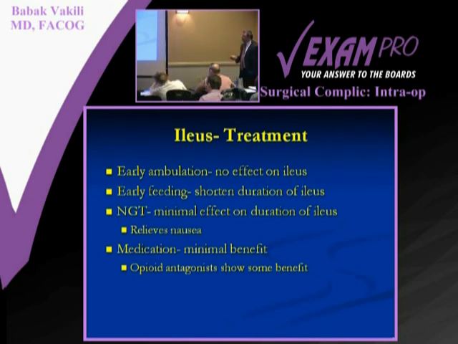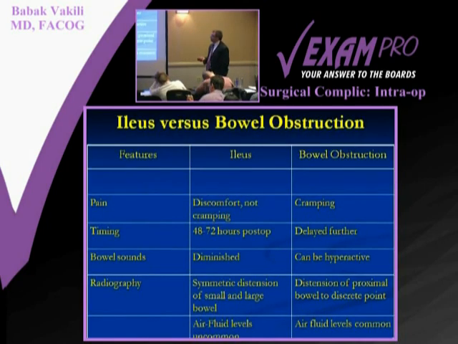You can use an NG tube, but that's not necessary. There was a nice Cochrane review looking at NG tube for ileus versus no NG tube. What an NG tube does is it just shortens your hospital stay by about a day and gets rid of the nausea. Okay, but obviously it's an NG tube. Having had one, it wasn't a lot of fun. And then medications really have minimal benefits. There's some new opioid antagonists that are coming out and different opioid pain medication that's coming out. But right now, just kind of tincture of time is really what you're talking about with ileus.